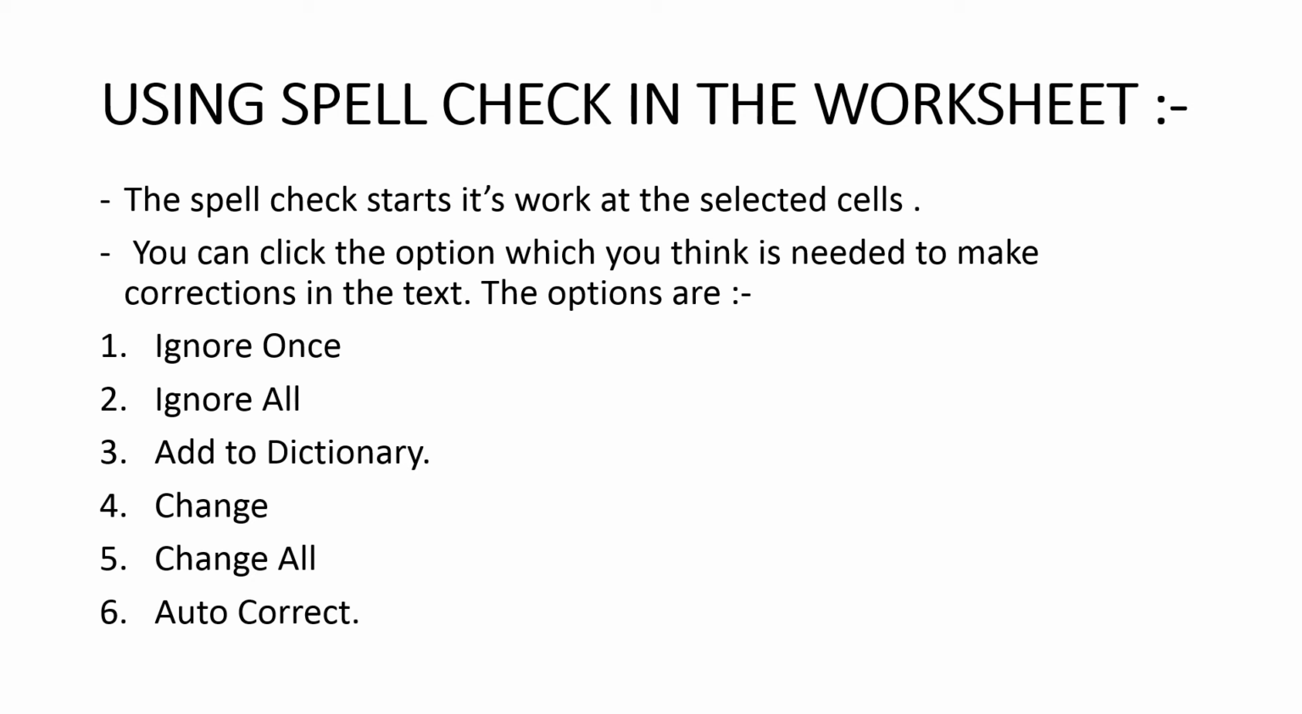Okay, for the correct spelling, you have to select the correct spelling according to your requirement, and then you can click on the change option. Then next is change all. Clicking this button changes the wrongly spelled word with one of the words suggested in the suggestion list. And the same action is to be done at all the occurrences of the word.